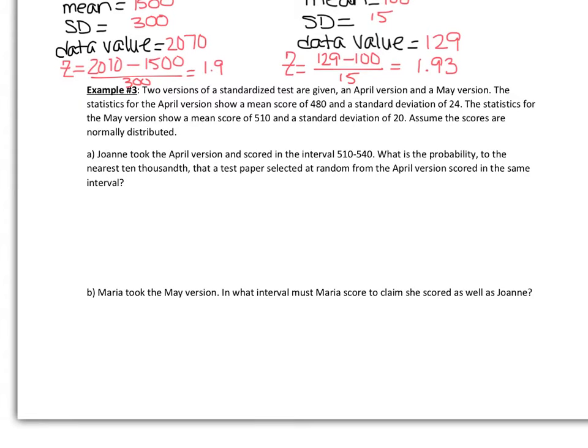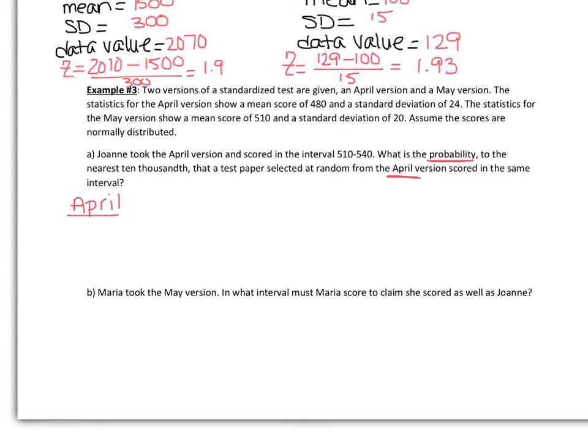in the same interval? So we're talking about the April version and we're talking about probability. So this is actually something that we discussed yesterday with the normal curve. So they're talking about the April version. Let's write down the statistics from April.